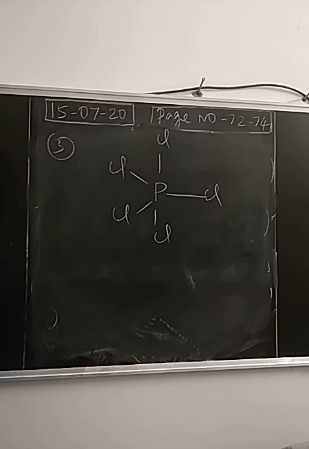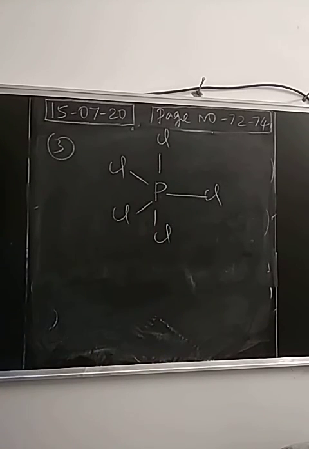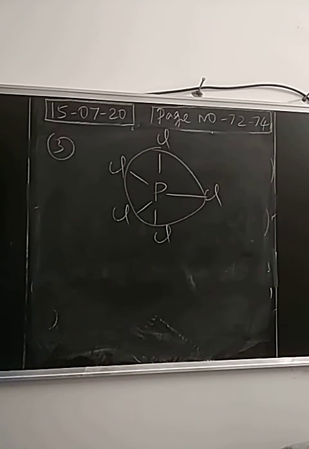Then in the same manner, phosphorus pentachloride. Calculate the number of electrons around phosphorus. 2, 4, 6, 8, 10. So the phosphorus has totally 10 electrons around it. So this is not obeying the octet rule. But according to formal charge, this will be the preferred structure.